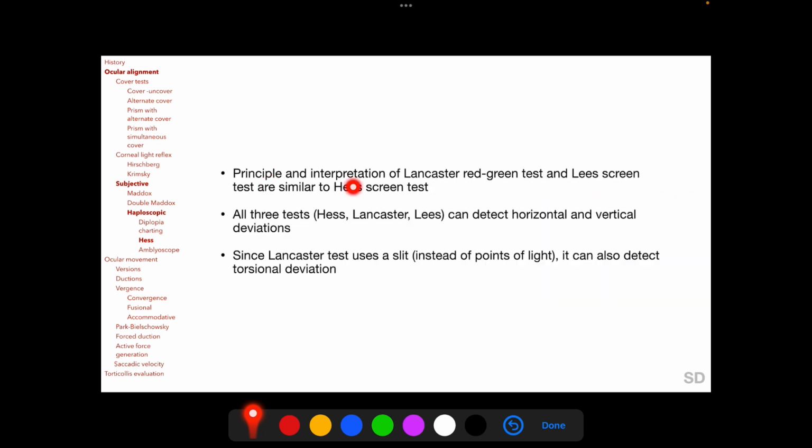Principle and interpretation of Lancaster red-green test and Lees green test are similar to Hess green test. All three tests, Hess, Lancaster and Lees, can detect and measure horizontal and vertical deviations. But since Lancaster test uses a slit instead of points of light, it can also detect torsional deviation.